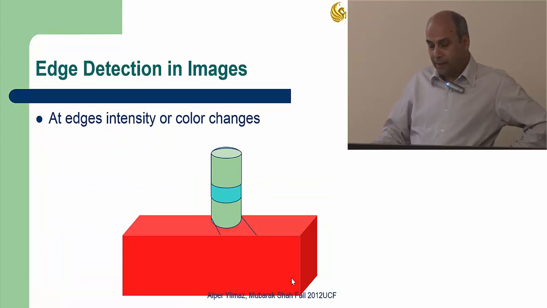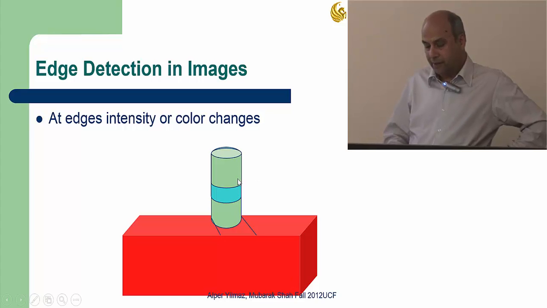So edges in an image are the places or pixels where intensity or color changes. As you see, there's an edge here because there's a white background and this is green, and there's an edge here, and here, where the colors are changing, and so on.